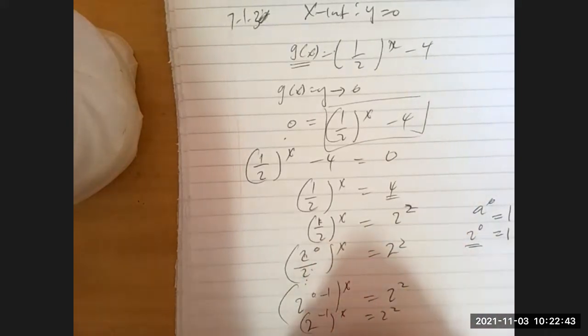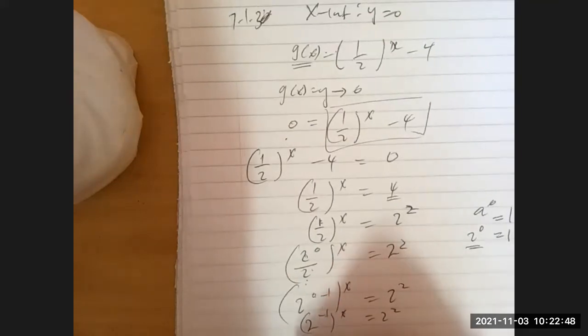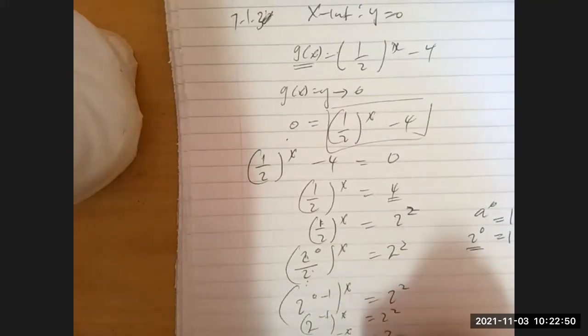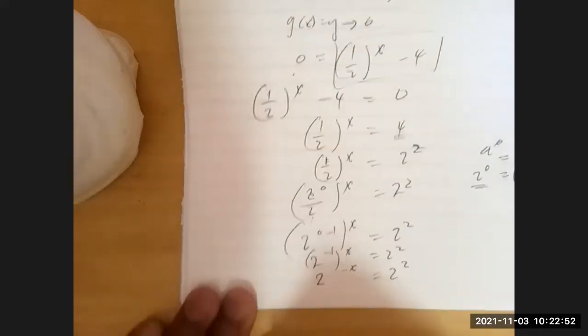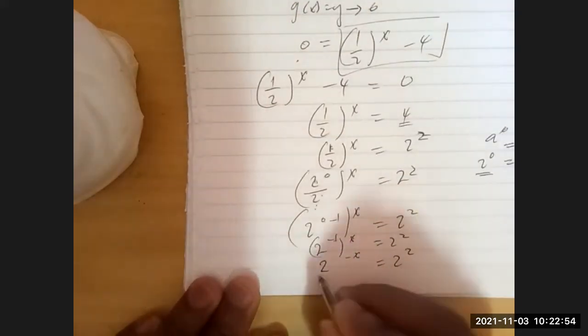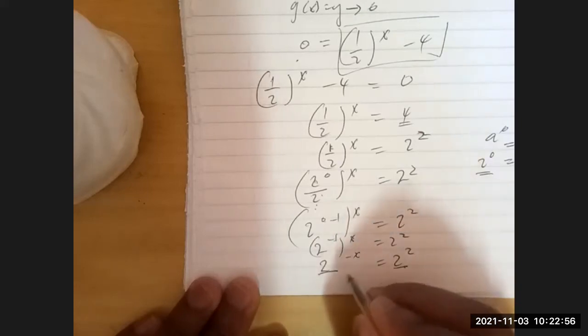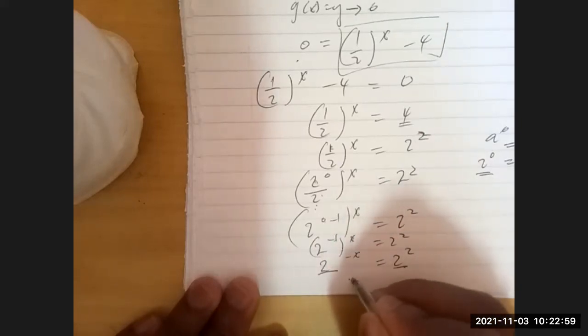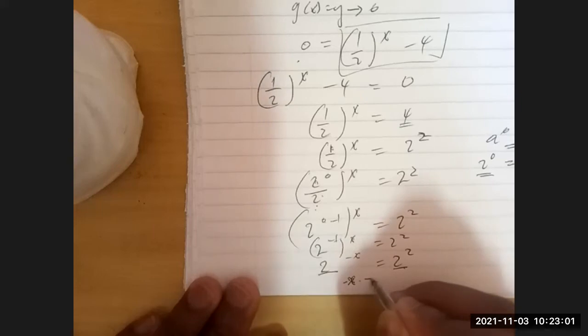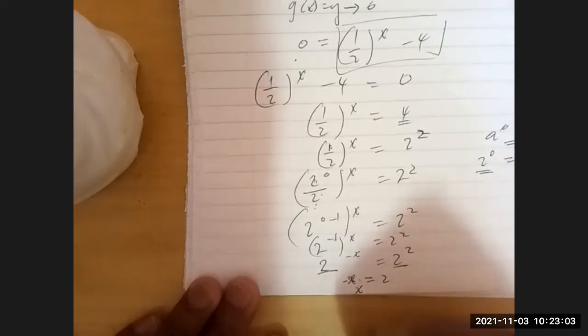And then a power to an exponent, we take the base and multiply the exponents: negative multiplied by x is negative x, and this is equal to 2 exponent 2. Okay? And then powers of the same base, we equate the exponents, right? So negative x is equal to 2, and then x here is equal to negative 2.